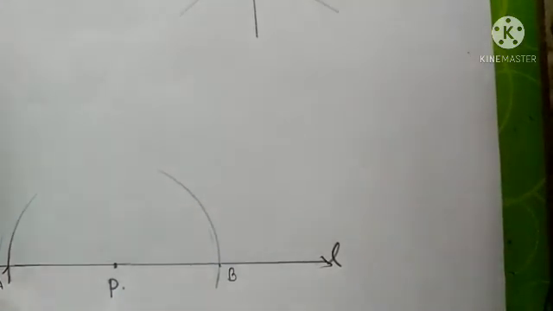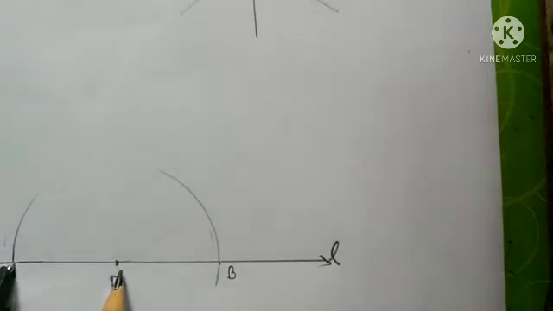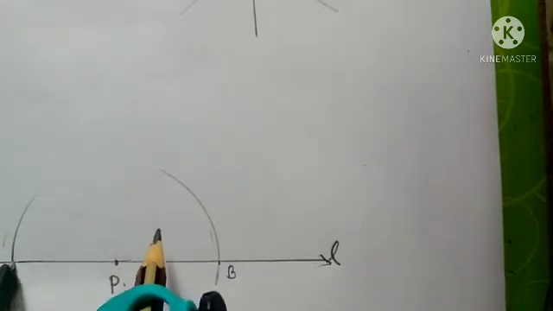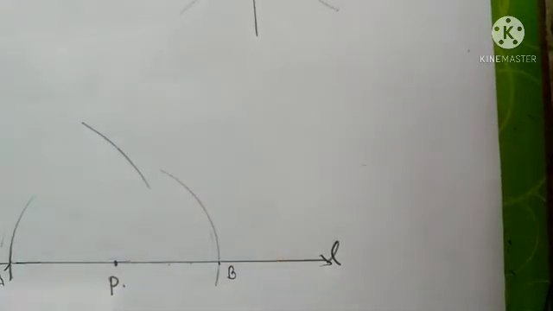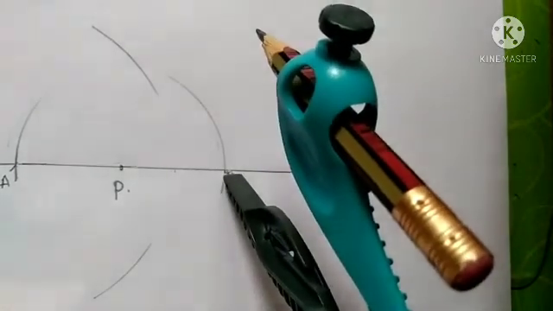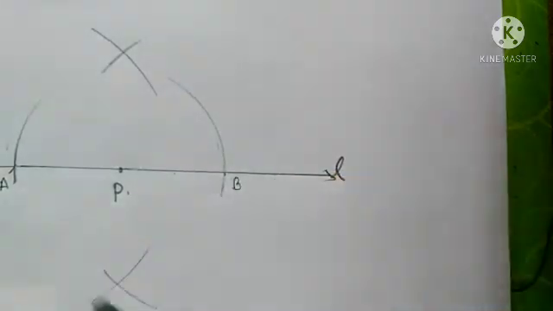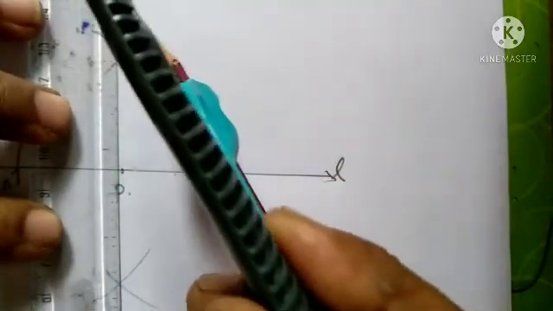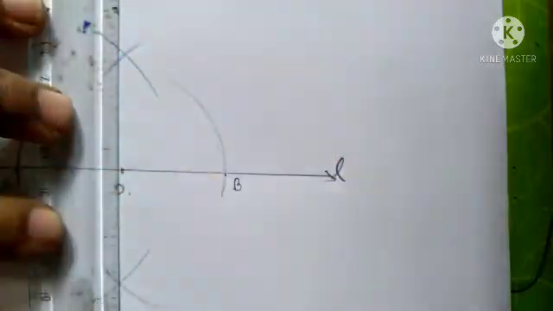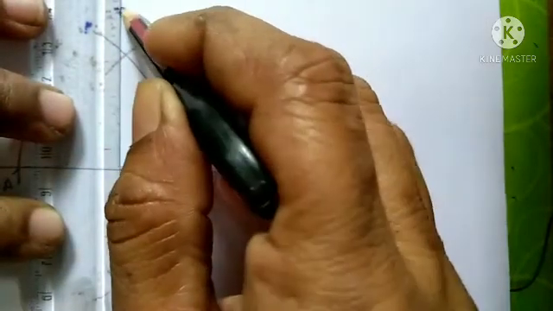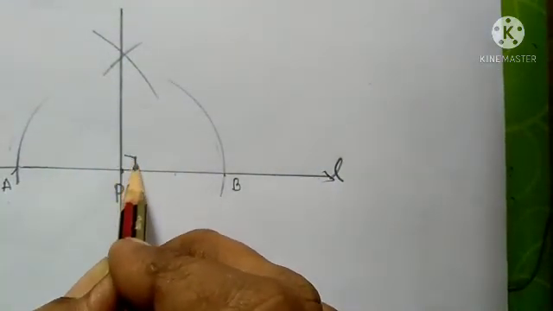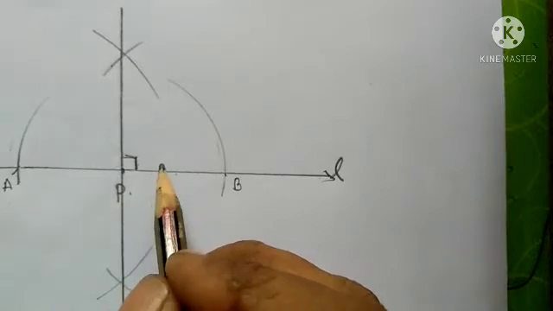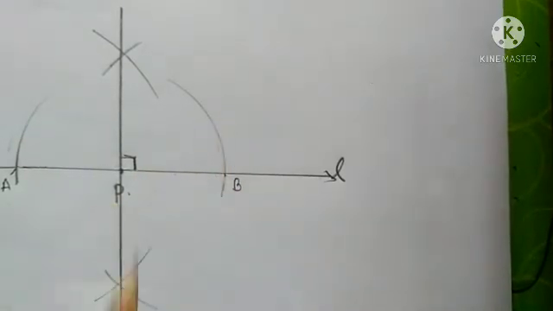Then take more than half of this one, and from A we will draw arc both sides, and from B also we will draw arc. Then join these two points, we will get the perpendicular or right angle. This is the way to construct a right angle. Then this one is 90 degree. We have already learned this topic.